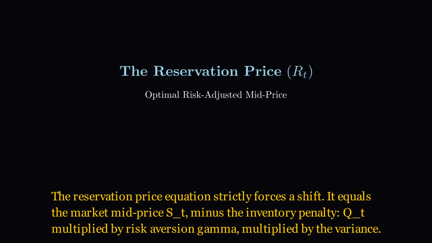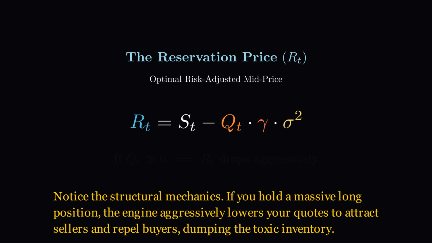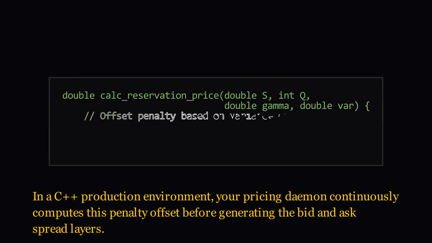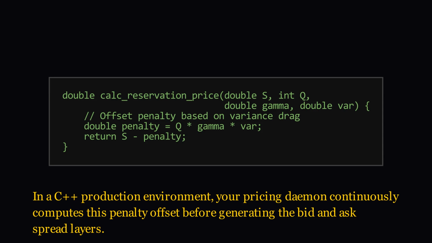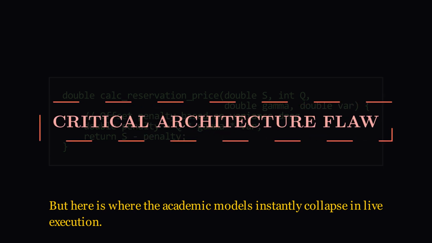The reservation price equation strictly forces a shift. It equals the market mid-price S_t, minus the inventory penalty, Q_t multiplied by risk aversion gamma, multiplied by the variance. Notice the structural mechanics. If you hold a massive long position, the engine aggressively lowers your quotes to attract sellers and repel buyers, dumping the toxic inventory. In a C++ production environment, your pricing daemon continuously computes this penalty offset before generating the bid and ask spread layers. But here is where the academic models instantly collapse in live execution.